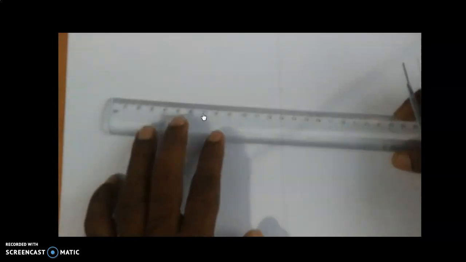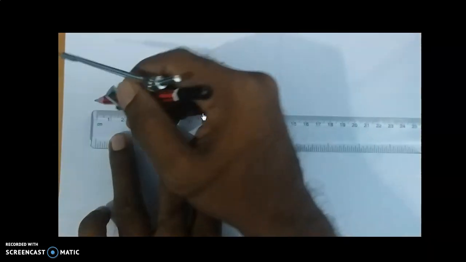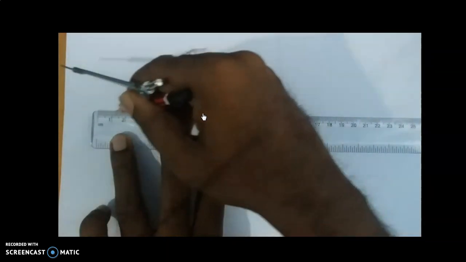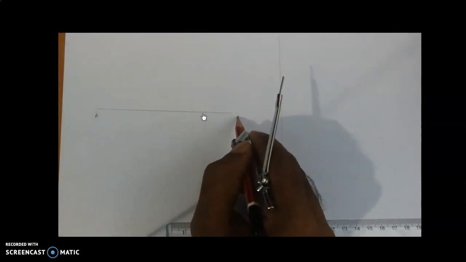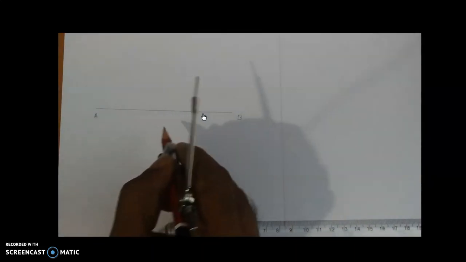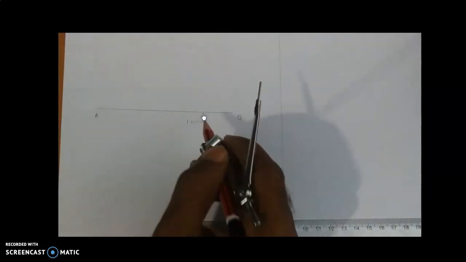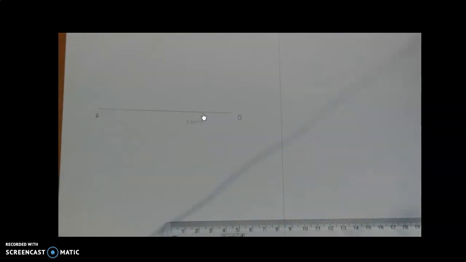Now I'm going to draw the bisector of a line segment of length 10 centimeter, right? So first draw a line of 10 centimeter. Now it is a line of 10 centimeter. Let us take this as AB. Now I'm going to bisect this line segment, right? Bisect means we have to divide the given line segment into two equal parts. So what is the procedure?